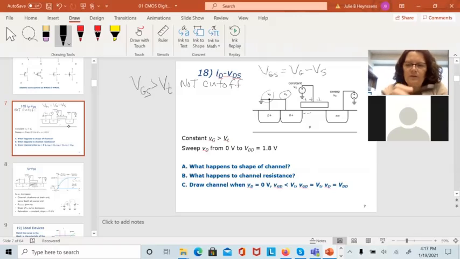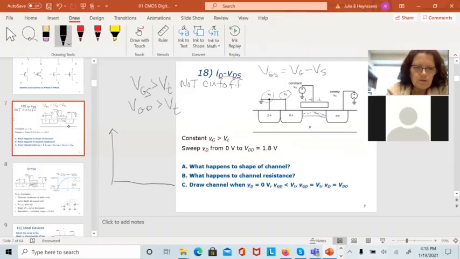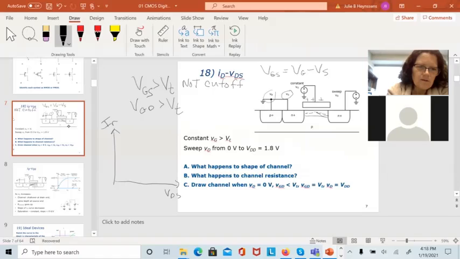Now to decide if it's in saturation or triode. If I put it into triode, I need VGD, the other side of the drain, to be greater than VT. And when that happens, I accumulate charge over here. And then I create this nice channel across there. Now, if we look at our curves, this is an important point, because it took me years. This was not intuitive. It took me years to get to the point that I understood this.